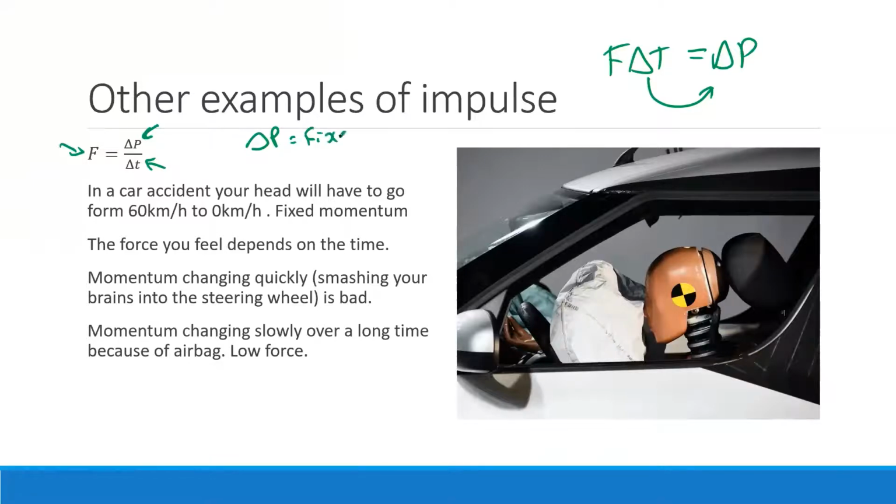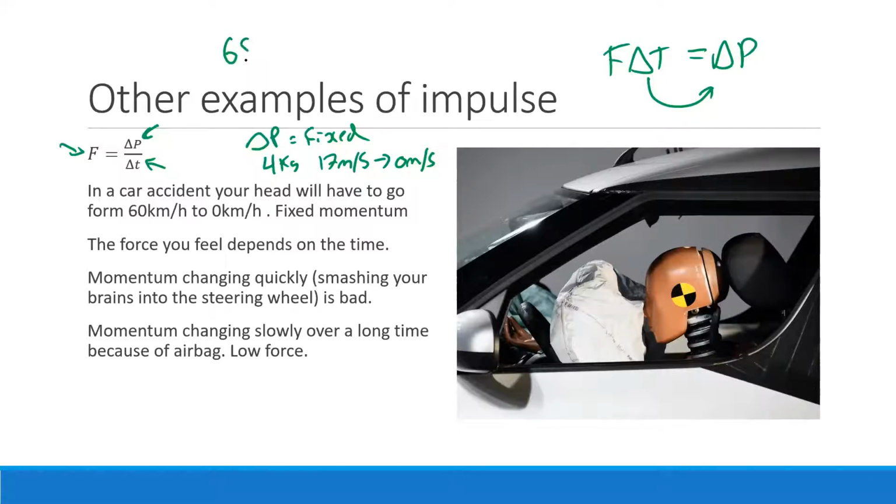If your head weighs, I don't know how much an average human head weighs, let's call it 4 kilos, and you're going from 17 meters per second to 0, that's roughly 60 kilometers an hour. 4 times 17, you're losing 68 kilogram meters per second. Okay, you have to drop 68 kilogram meters per second.